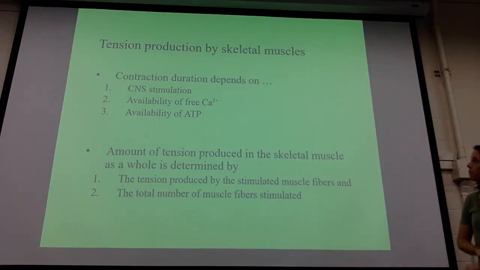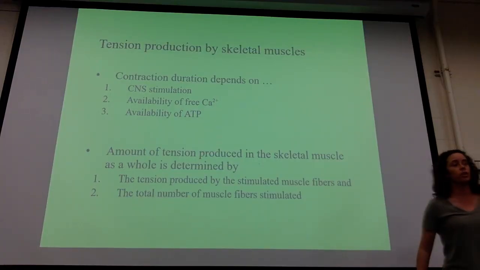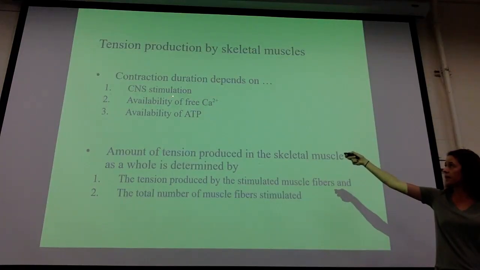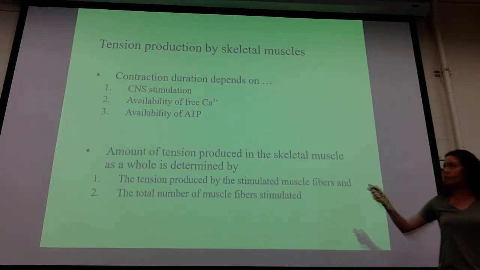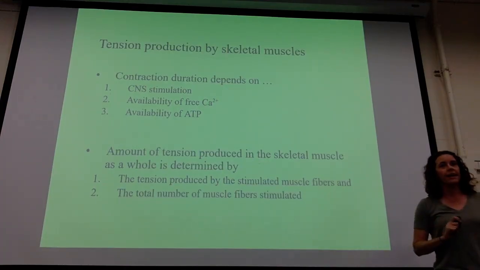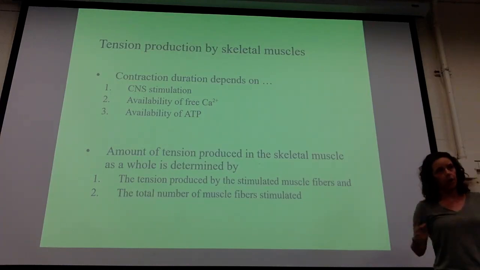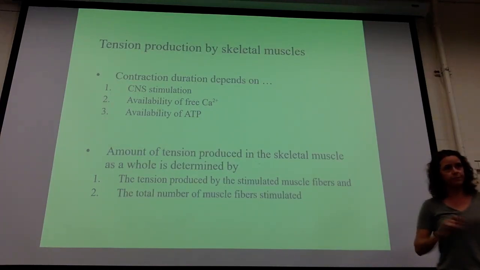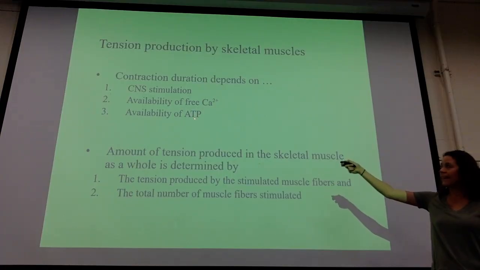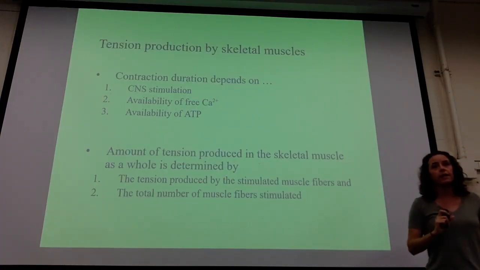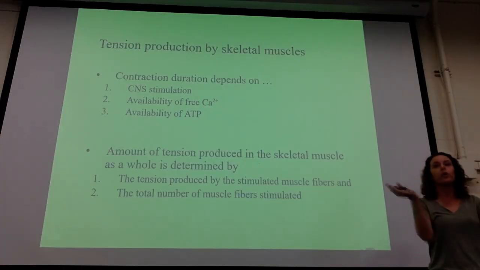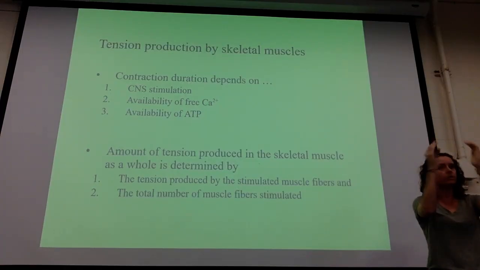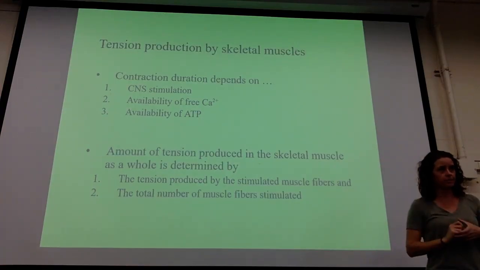All right, so what do we need for muscle contraction? First thing is we need stimulation from the CNS, central nervous system, brain, spinal cord. After that, we need calcium. Calcium has to come in and get the cock blockers out of the way. And then we need energy, we need ATP, because that allows for the myosin head to detach and then reattach, to continue to have that muscle contraction.